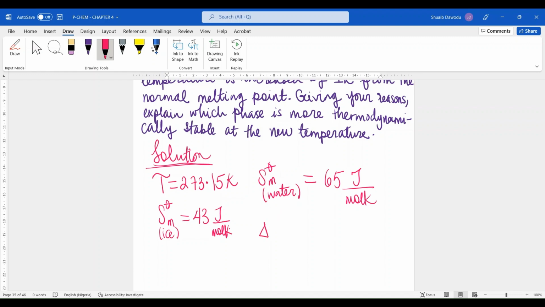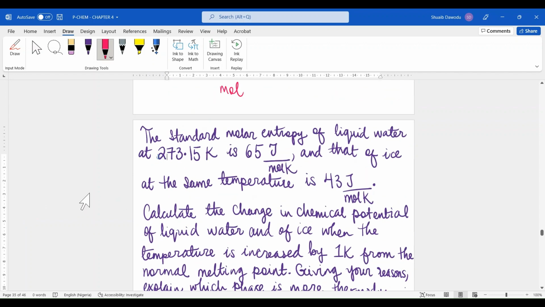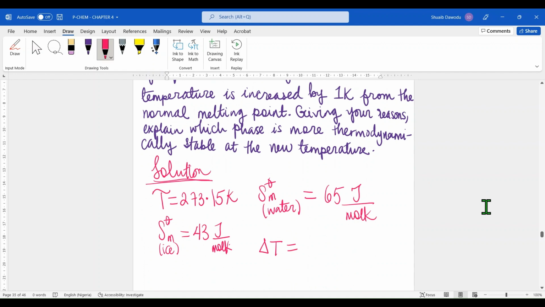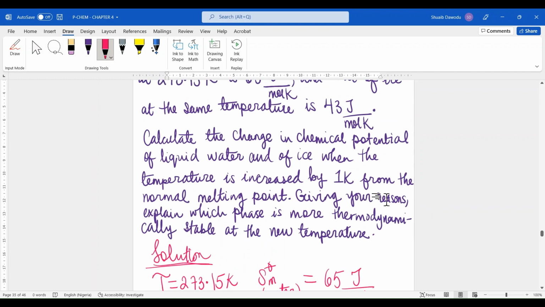So the change in temperature is simply going to be T final minus T initial. We're told that the temperature is increased by, and because they said by, we're not going to think much about it, since they've just told us what the change in temperature is, which is 1 Kelvin. Because it was increased, we have plus 1 Kelvin, so the increase is positive. So these are the parameters you need.